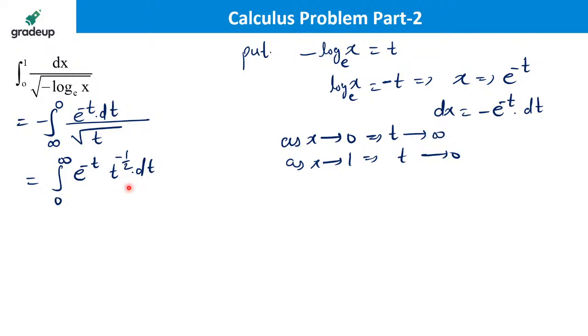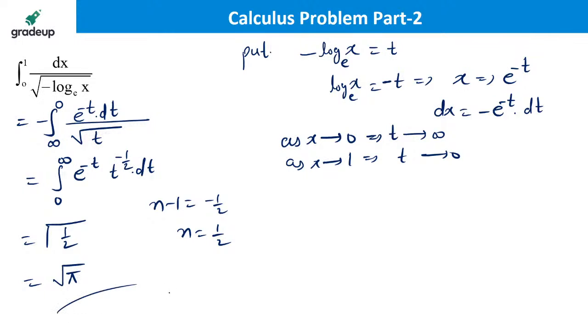So this is again gamma function, but you have to find out the value of n. n minus 1 is minus 1 by 2. So n will be 1 by 2. So the answer for this integration is gamma 1 by 2, and gamma function of 1 by 2 is the square root of pi. This will be the answer.